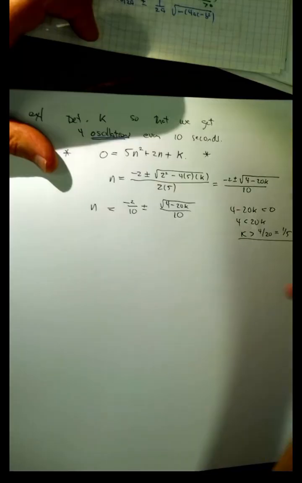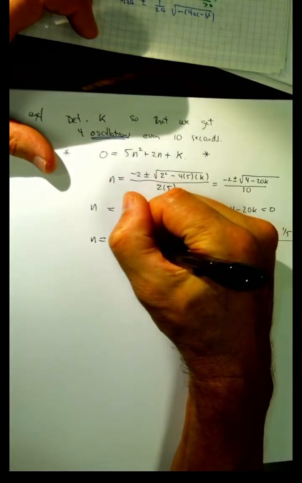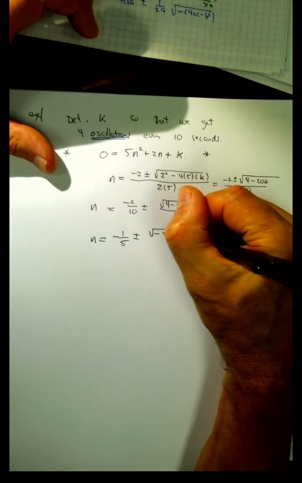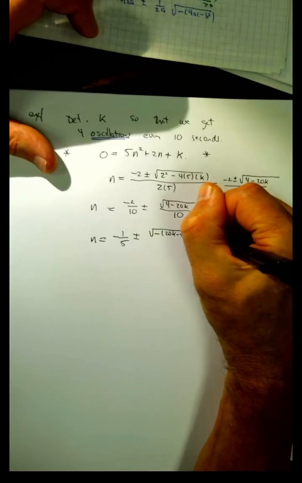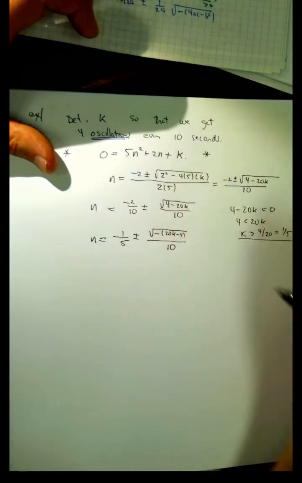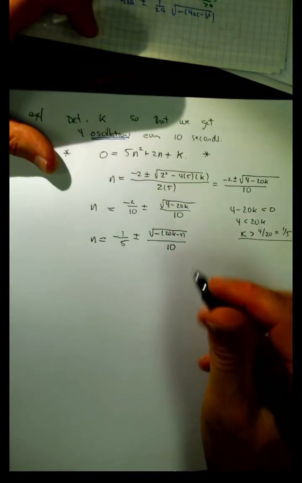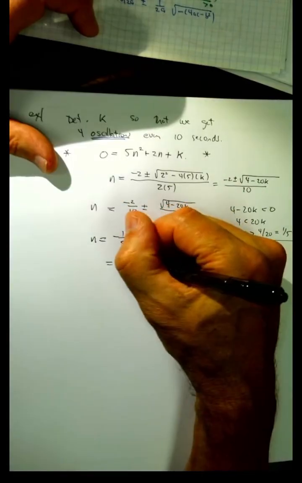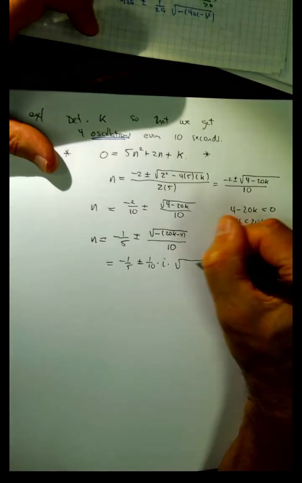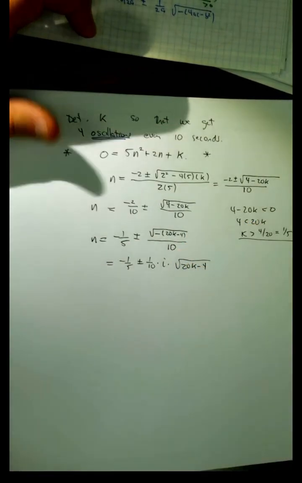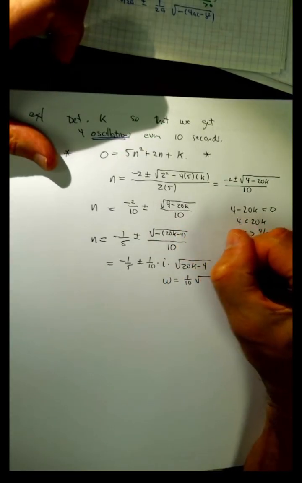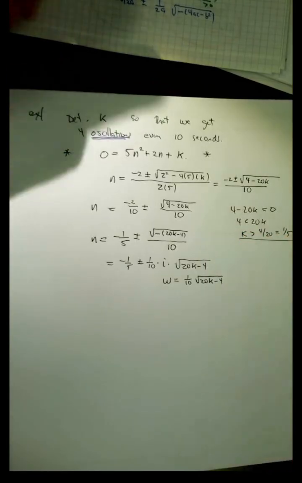So because 4 minus 20k is negative, I'm going to write 2/10 as 1/5. I'm going to factor out a negative. So now I've got minus 4 plus 20k. And I know that 20k minus 4 is positive, so I can work with that square root of negative 1. So this becomes 1/10 times i times the square root of 20k minus 4. And my omega is 1/10 times the square root of 20k minus 4.